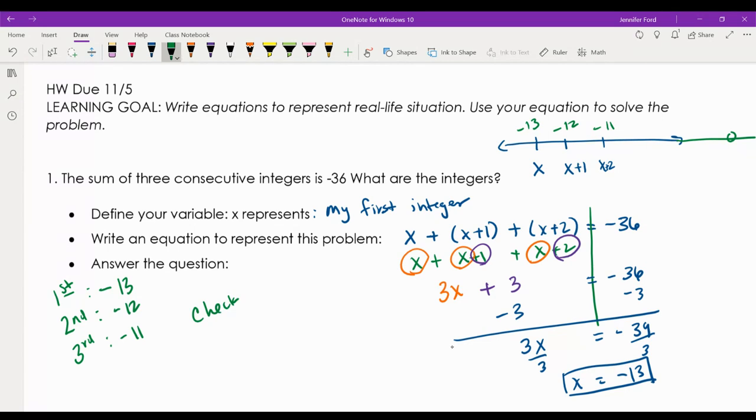And we could check: negative 13 plus negative 12 plus negative 11. Does that really equal negative 36? So negative 10, 20, 30, negative 30 plus negative 3, negative 2, negative 1 is negative 6, which is negative 36. So yes. How'd you do?